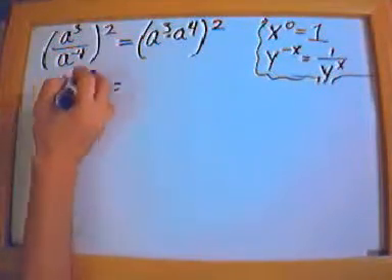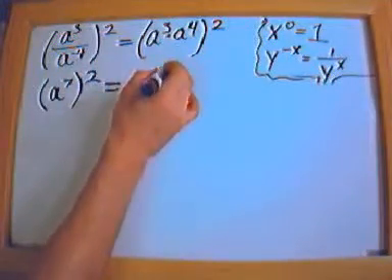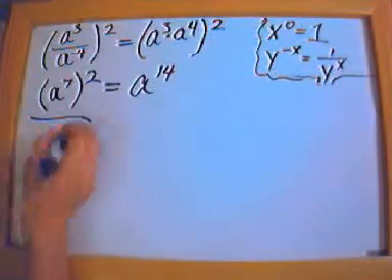And then how do I do this? An exponent raised to an exponent, you multiply them. It's going to be a. 2 times 7 is 14. And that's the answer.